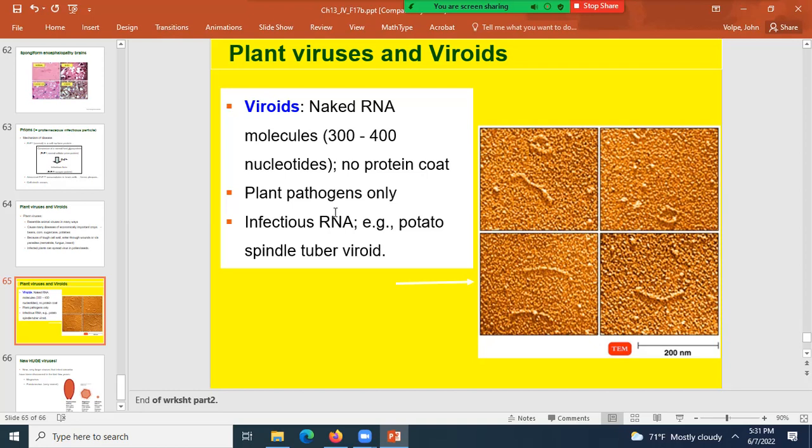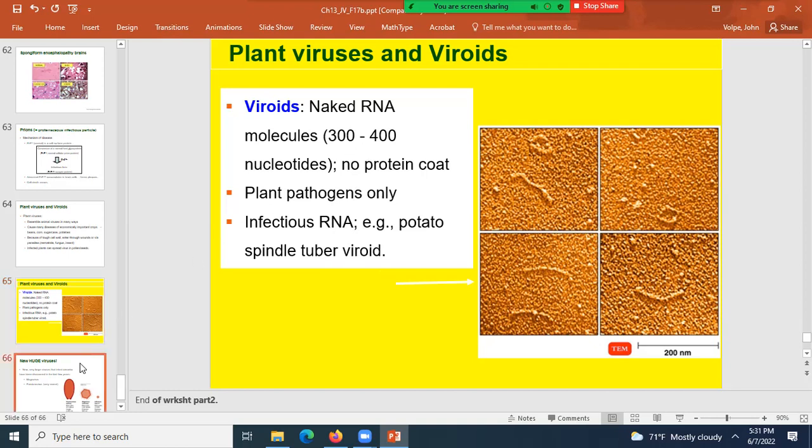There's the potato spindle tuber viroid, which is an RNA that, when it infects the potato plant, causes the plant to make smaller potatoes. What's called spindle tuber viroid. There are no viroids known that infect animal cells. So no viroids infect humans. Any question about any of that?